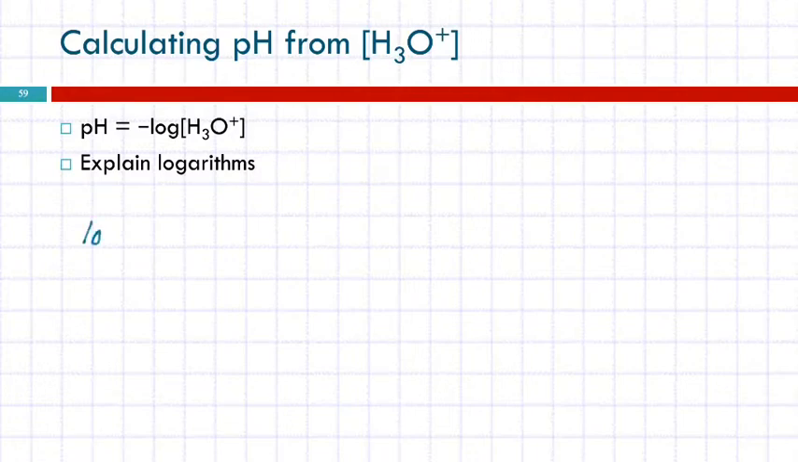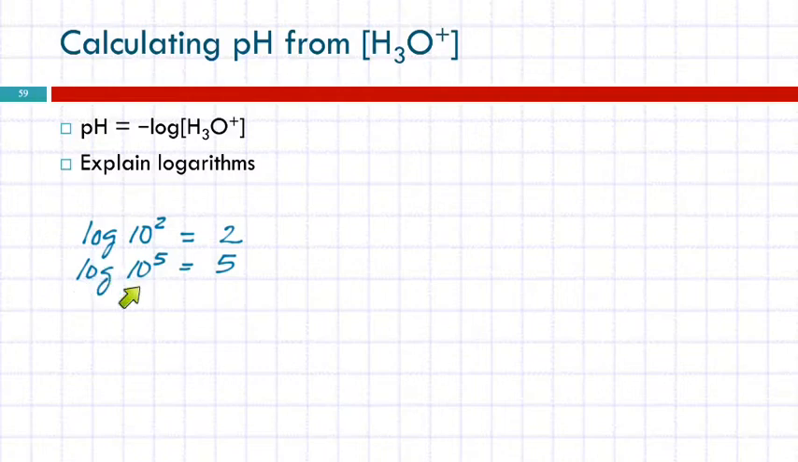Okay, so the log of 10 to the 2 is equal to 2. The log of 10 to the 5 is equal to 5. So the log of 10 raised to a factor is the factor. So when we're dealing with just powers of 10, logarithms are very easy. You don't even need to use a calculator. If I take the log of 10 to the negative 7, that's going to be negative 7.